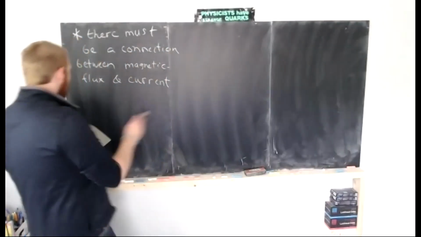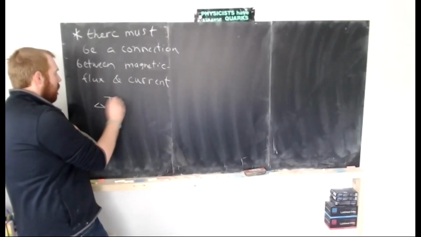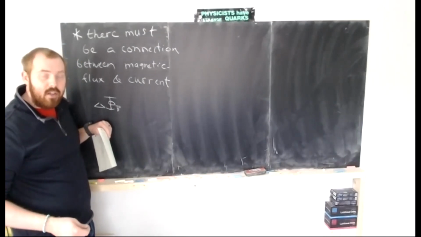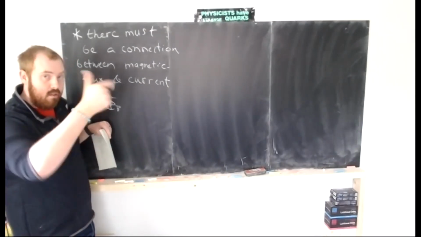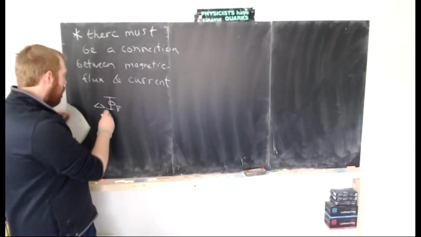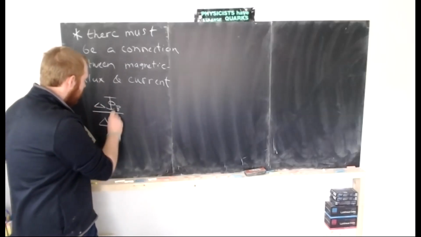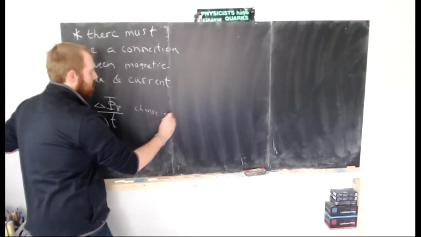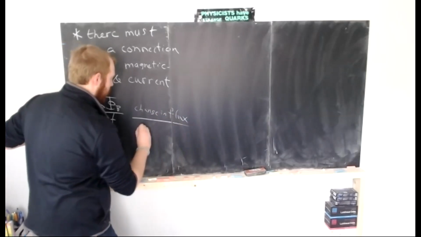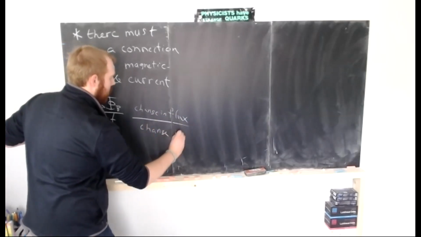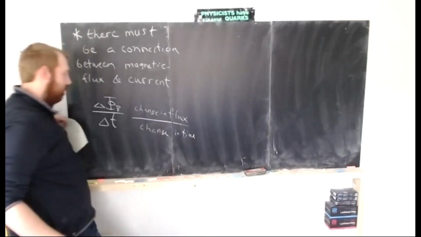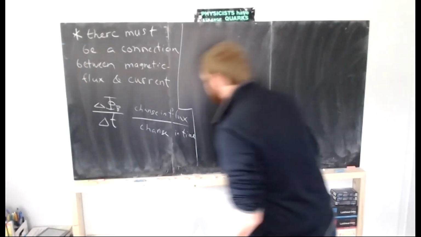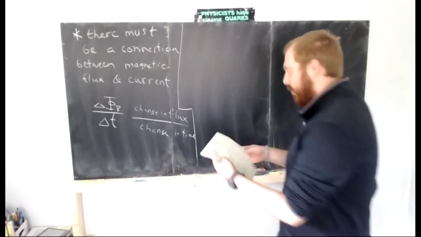And we notice that not only was it flux, it was changing flux, right? Ways I can change flux: I can change field strength, the area, the orientation. So all these changes happen in time. So let's do some unit analysis.